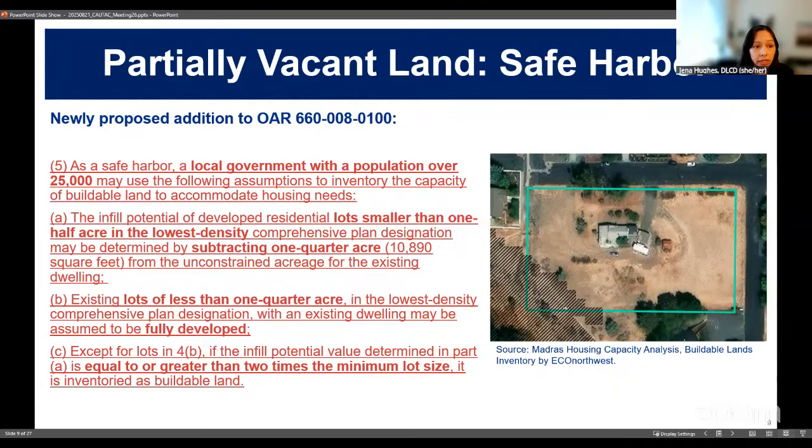For lots smaller than a half acre, the infill potential can be determined by subtracting a quarter acre for an existing dwelling unit. Lots less than a quarter acre may be assumed to be developed, and lots 2 times the minimum lot size are considered buildable. Specific feedback on this draft safe harbor would especially be helpful for today, including whether or not it's clear, or any other comments. Next slide, please.